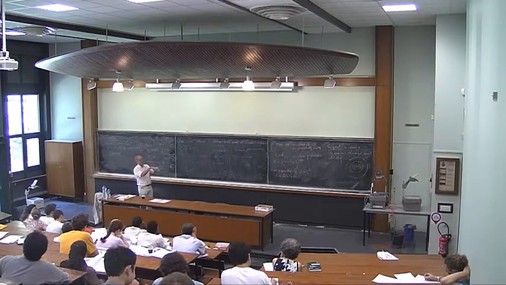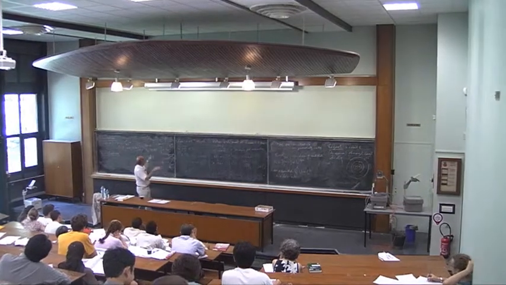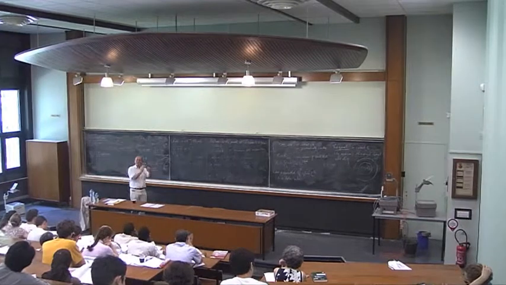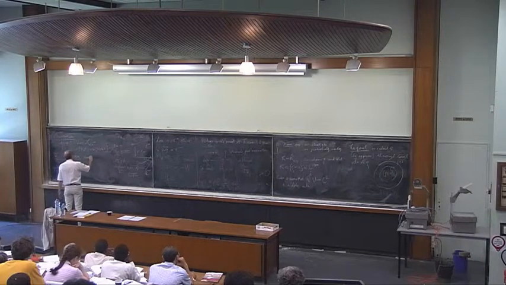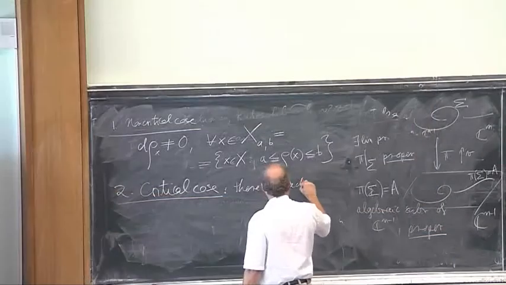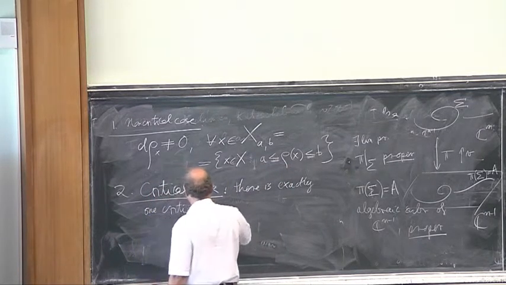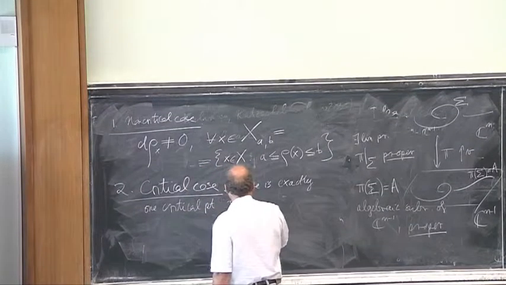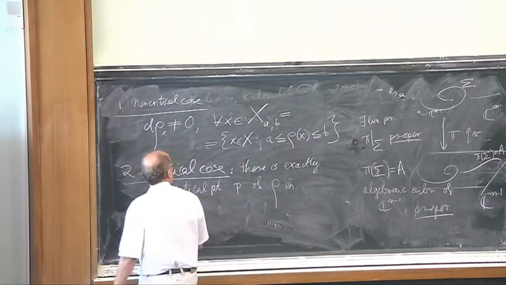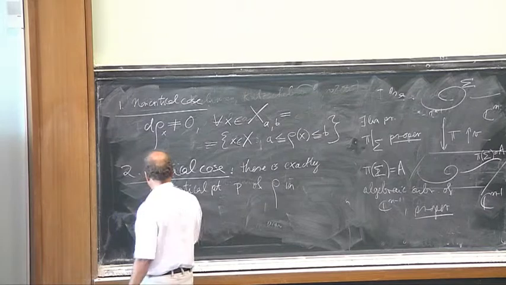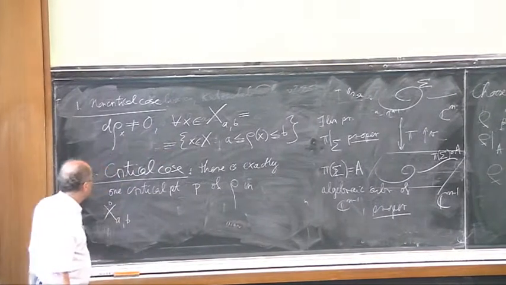Because if there are several, then I first approach the first one, then I have to tell you how I go over, and then I go to the next one with case 1, and then again go over, and so forth. So the critical case really is that there is exactly one critical point, let's say P, of rho in this ring. But in fact, it will be in the interior, since I said that the levels are not critical.